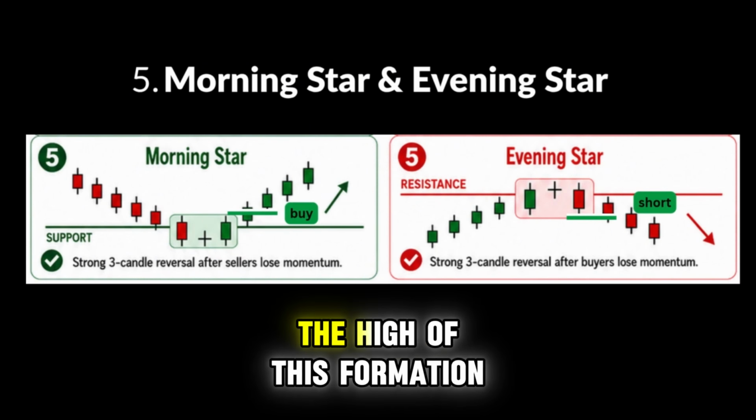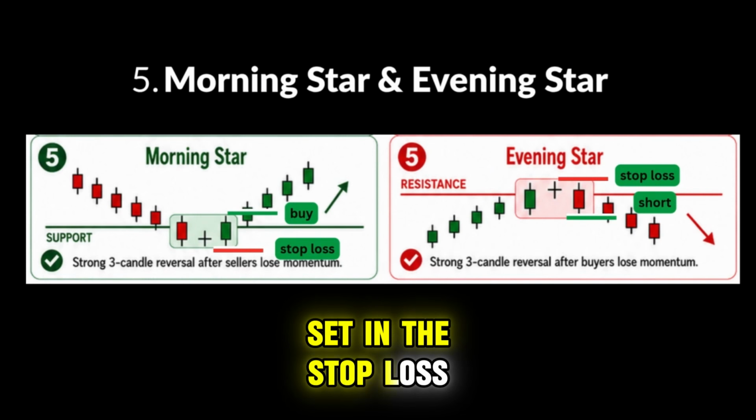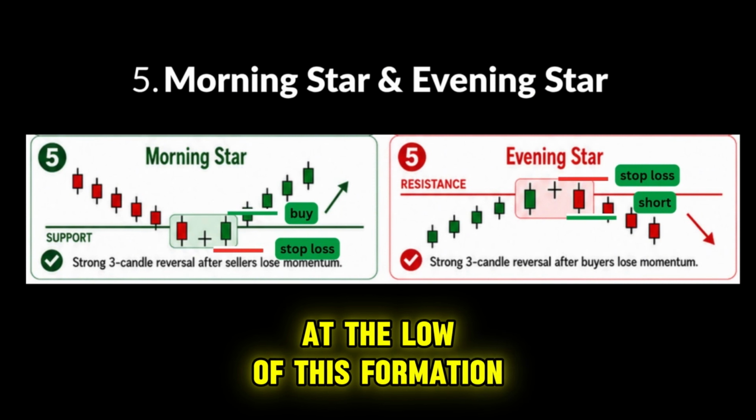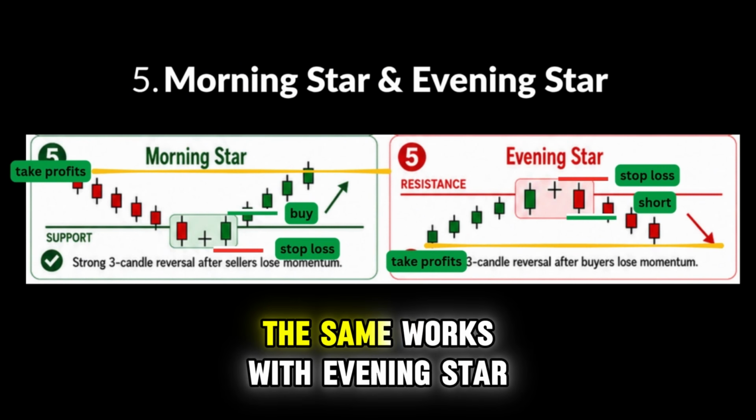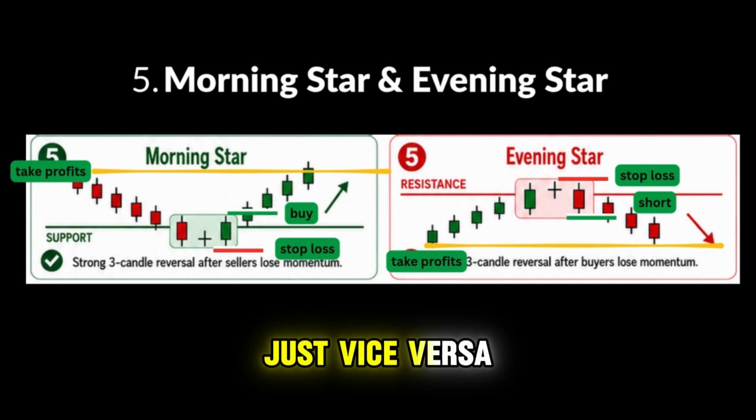We are buying the high of this formation, setting the stop loss at the low of this formation, and taking profits at the next support or resistance level. The same works for Evening Star, just vice versa.